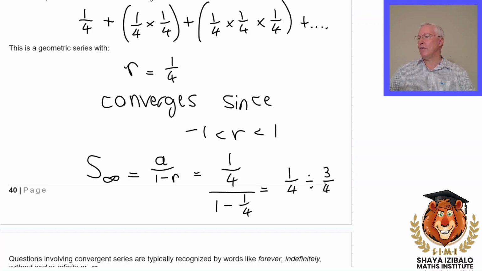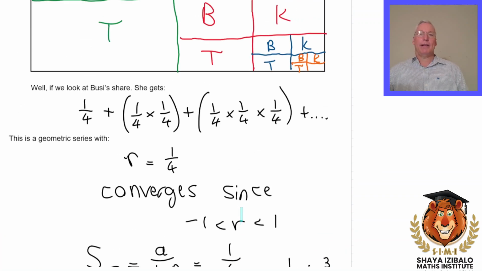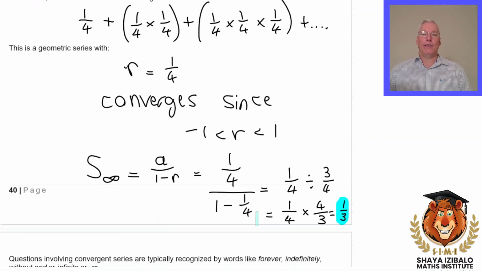Now remember how we divide fractions? We get a tip and times, so we get 1 quarter times 4 over 3. The 4's divide out, and we get an answer of 1/3. Did we expect an answer of 1/3 if there are 3 friends sharing a chocolate? Yes, we did. Does it make sense? It always makes sense.